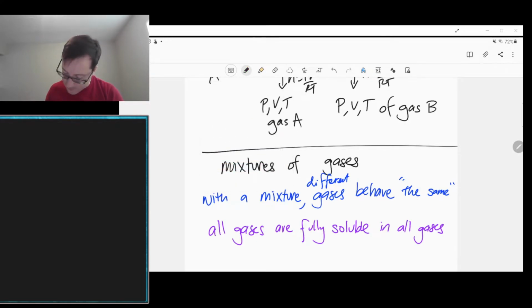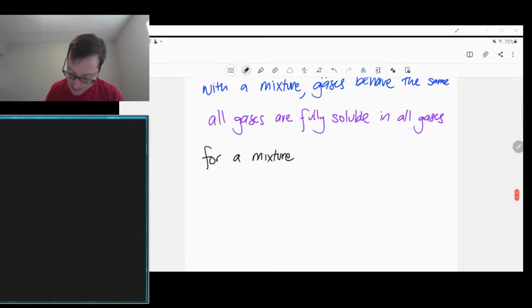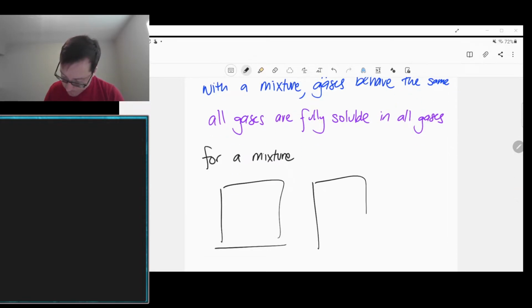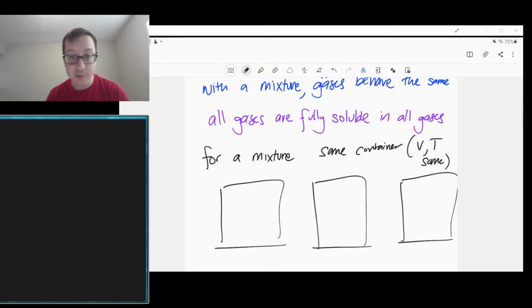So with these assumptions, we're going to see that for a mixture, let's say we have, here's our container, here's the container again, and here is the same container a third time. Let's say these are the same container, which means that volume and temperature are the same. So they all have the same volume, they all have the same temperature, right? Because these are the same container. And one container, we'll say we'll fill it with gas that's blue.